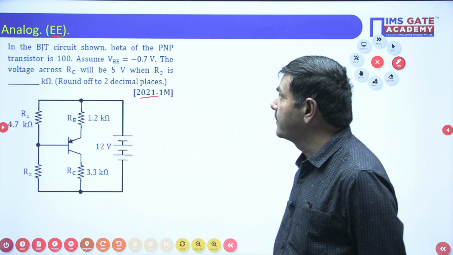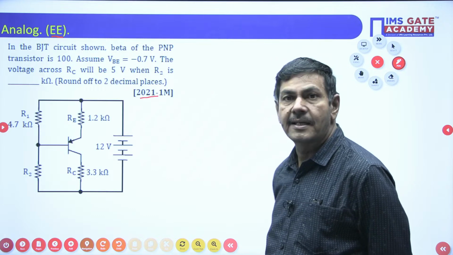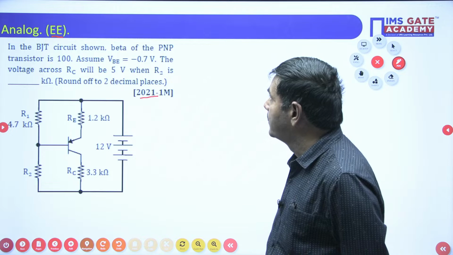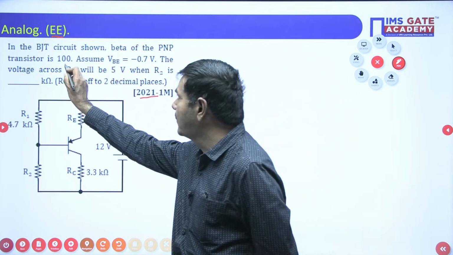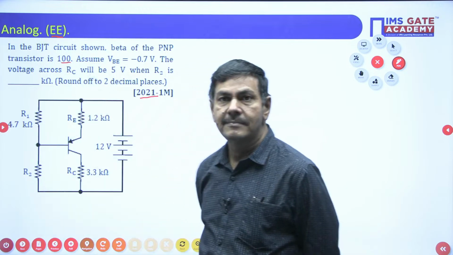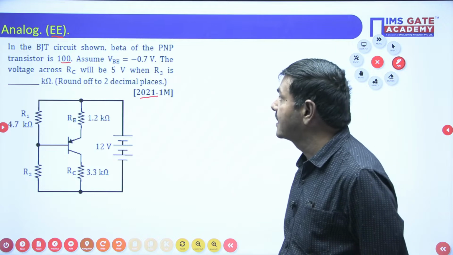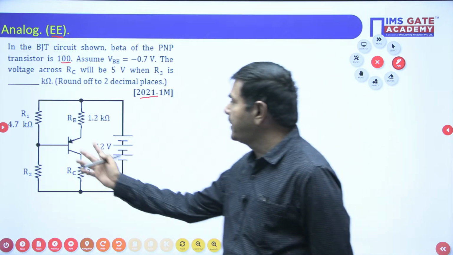Yes, what is given in the problem? This is a question from the bipolar junction transistor, BJT. In the BJT circuit shown, beta of the PNP transistor is 100. Beta is given. The current gain of the amplifier, this transistor, is given as 100. It is a PNP transistor here.